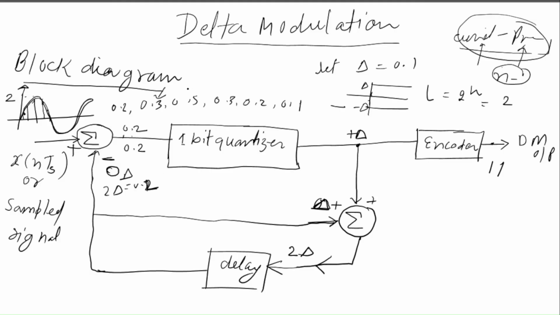Now let the next sample be 0.5. So 0.5 minus 0.2 gives you 0.3, and this 0.3 through the quantizer gives you plus delta, and the encoder gives you 1. At this point 2 delta plus delta becomes 3 delta. This propagates here as 3 delta, and it becomes 0.3.